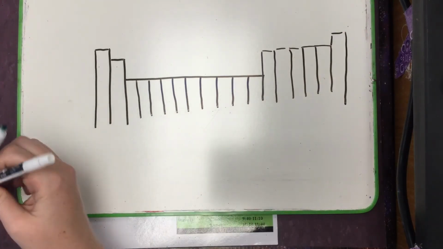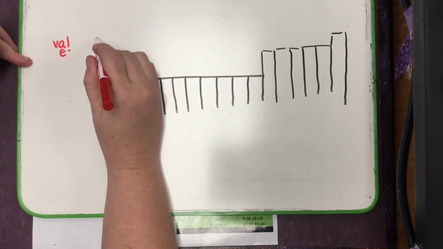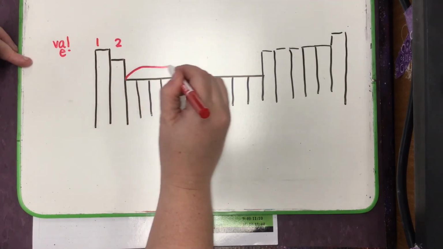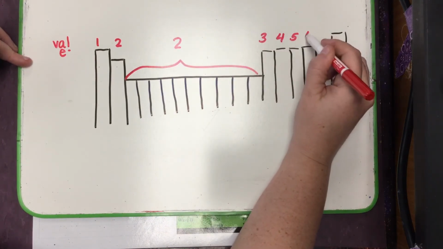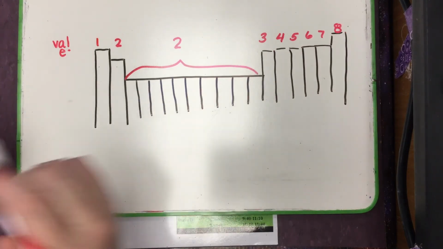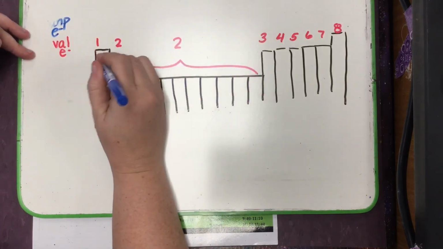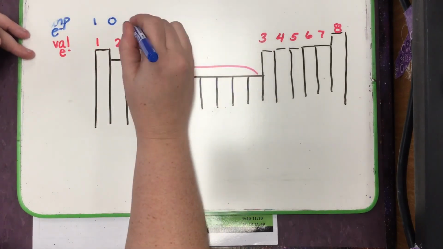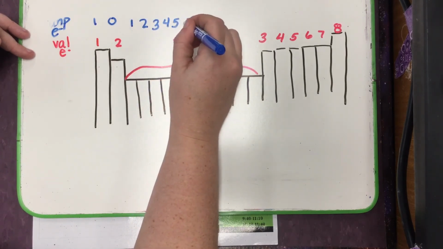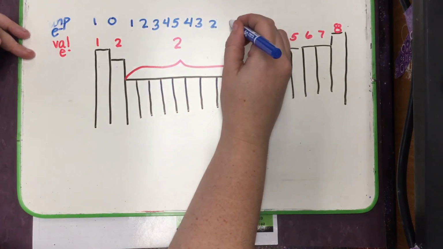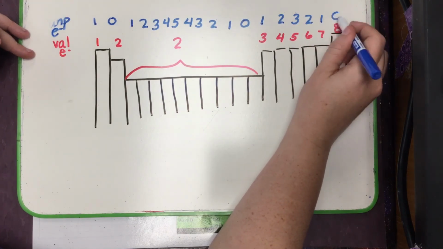So if there's my quick sketch, the valence electrons go 1, 2, everybody in the middle has 2, 3, 4, 5, 6, 7, 8, and the unpaired electrons go 1, 0, 1, 2, 3, 4, 5, 4, 3, 2, 1, 0, 1, 2, 3, 2, 1, 0.